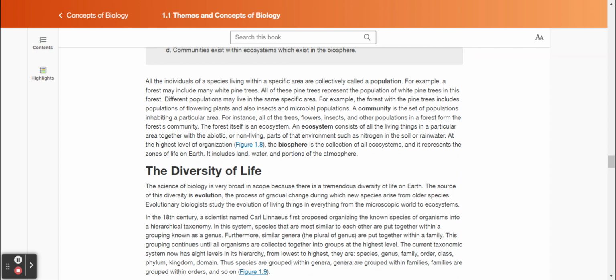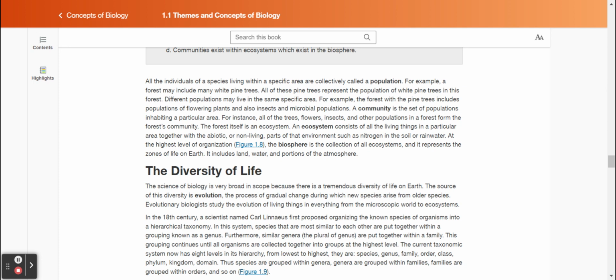All the individuals of a species living within a specific area are collectively called a population. For example, a forest may include many white pine trees. All of these pine trees represent the population of white pine trees in this forest. Different populations may live in the same specific area. For example, the forest with the pine trees includes populations of flowering plants and also insects and microbial populations.